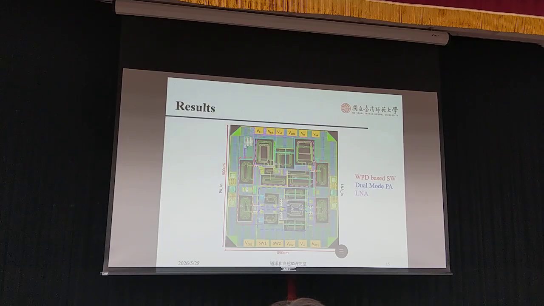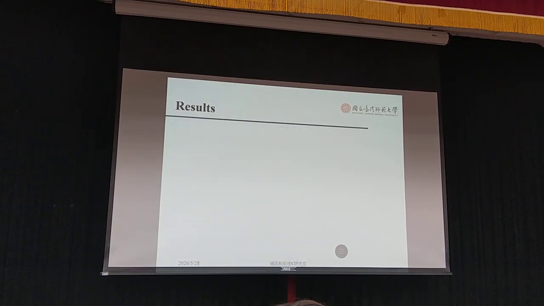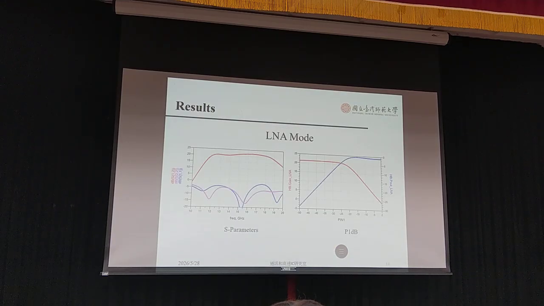The results are divided into three parts: LNA mode, high power PA mode, and low power PA mode. First, let us look at the LNA mode. The peak gain is about 22 dB at 50 GHz and achieves a 46% fractional bandwidth. The input 1 dB compression point is around negative 20 dBm, which is acceptable for a low noise amplifier operating in CMOS fabrication.